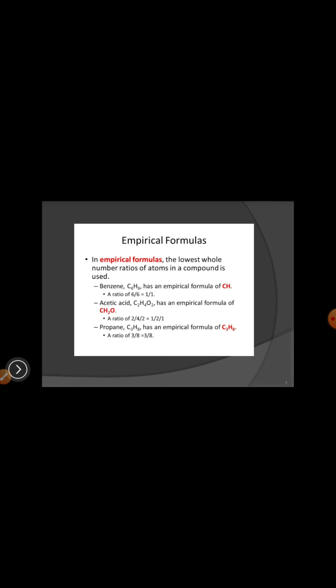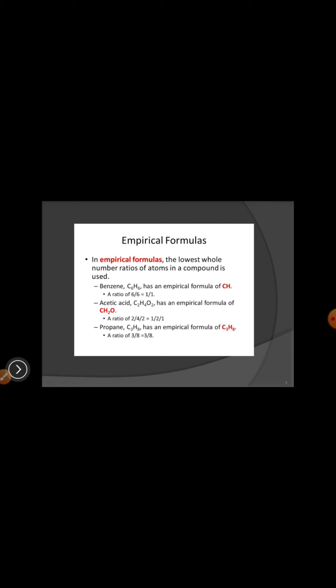The simplest whole number ratio of atoms in a compound. This is the simplest way to write the chemical formula of any compound. But not all chemical formulas of compounds can be simplified. Here are a few examples from which you can understand how chemical formulas can be converted into empirical formulas.